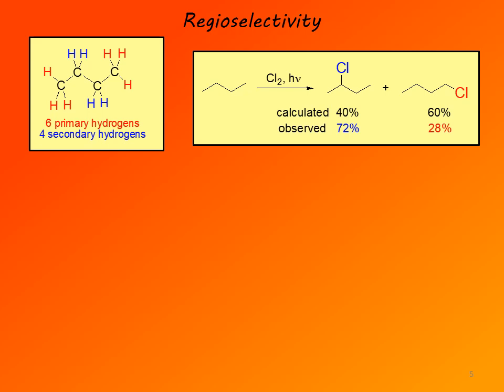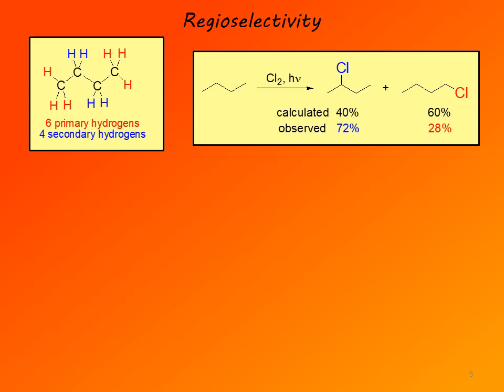If those hydrogens are replaced at random, so without preference, then the calculated, expected yields would be 40% for 2-chlorobutane and 60% for 1-chlorobutane. Simply 4 secondary, 6 primary hydrogens, so 4 to 6, so calculated yields would be 40 to 60. These two are isomers, of course, because they have identical molecular formulas. They are called regioisomers, because the only difference between them is the position of the functional group, in this case the chlorine atom, on different carbons. So different positions of functional groups, those are regioisomers.